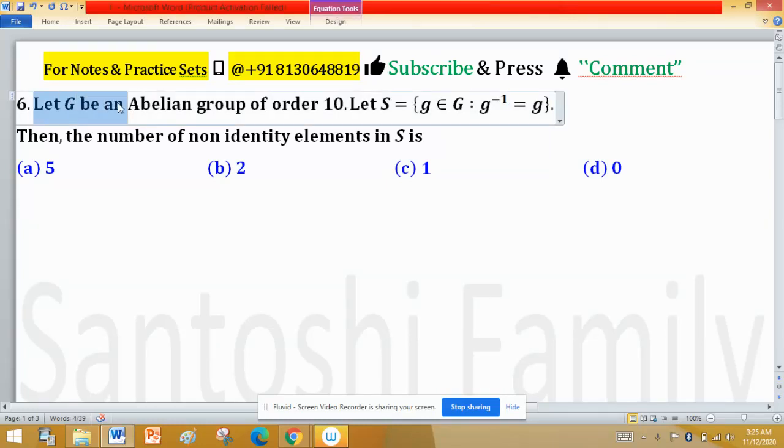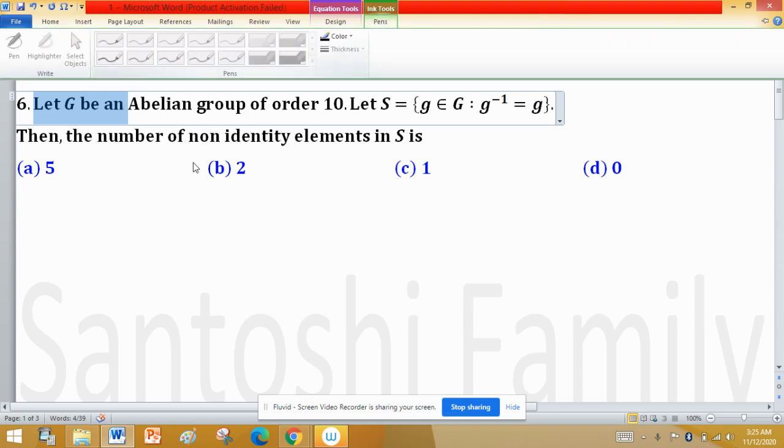Let G be an abelian group of order 10. Let S equal the set of g belonging to capital G such that g inverse equals g. Then the number of non-identity elements in S is: four options are given for this mathematical problem. Now we are going to solve this problem.